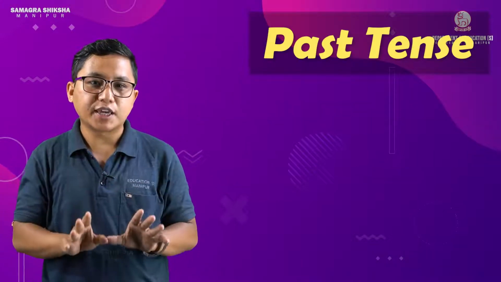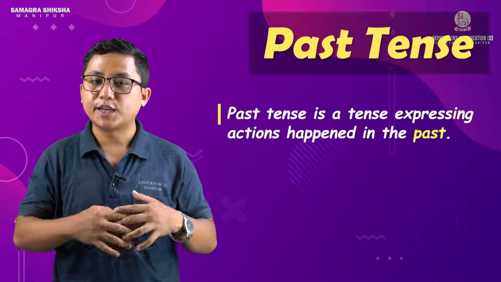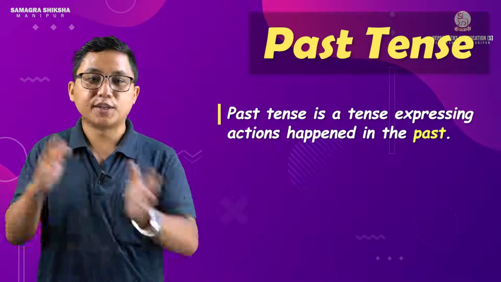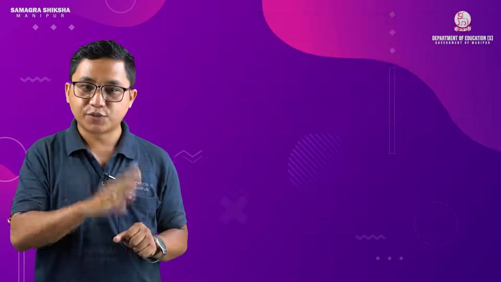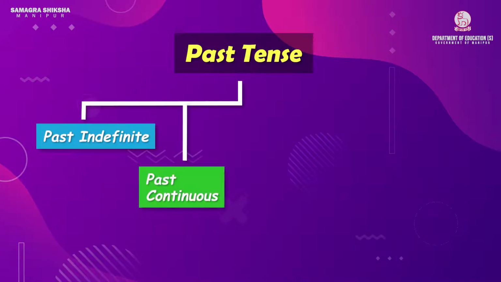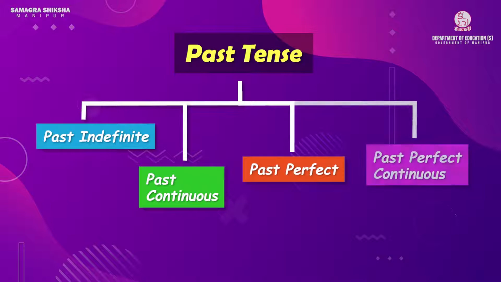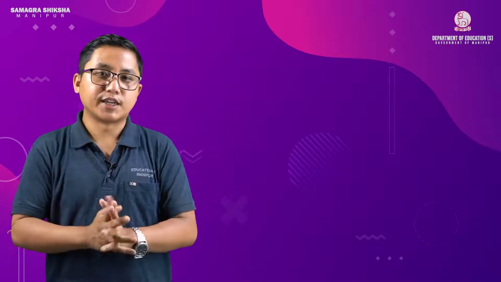So see, past tense is a tense expressing actions that happened in the past. Just like present tense, past tense is also of four types: past indefinite, past continuous, past perfect, and past perfect continuous. So today we'll be discussing those tenses.